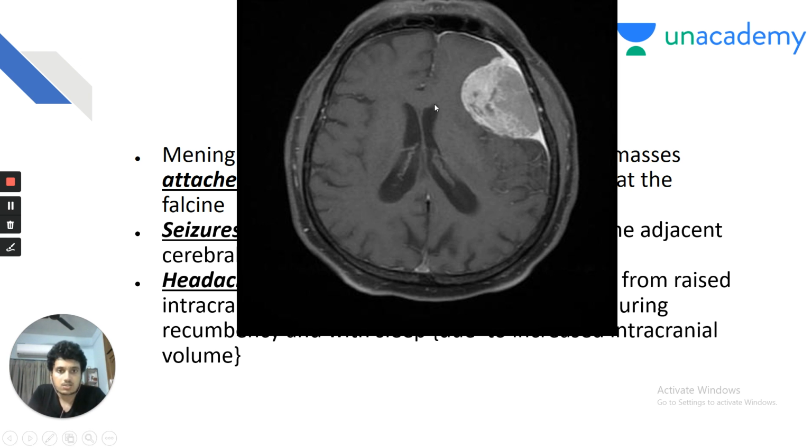Again, my dear friend, this is classically a well circumscribed extra-axial tumor with characteristic dural tail sign. It is a classical spotter for you, and it is meningioma.